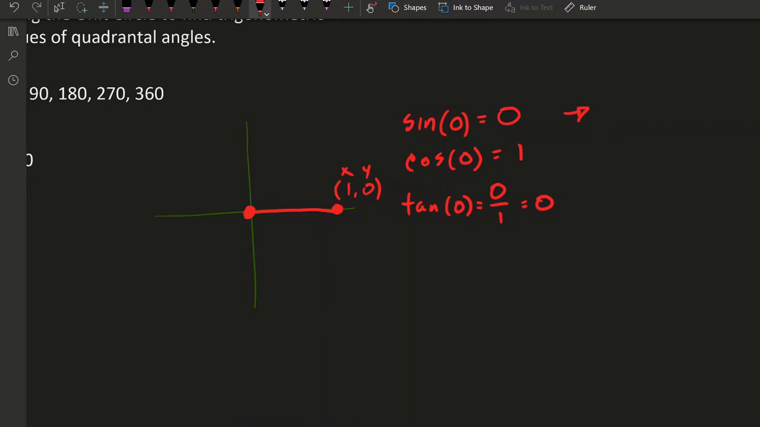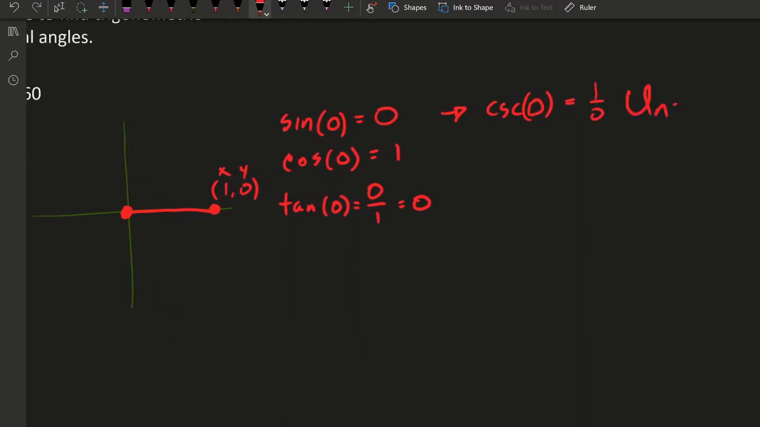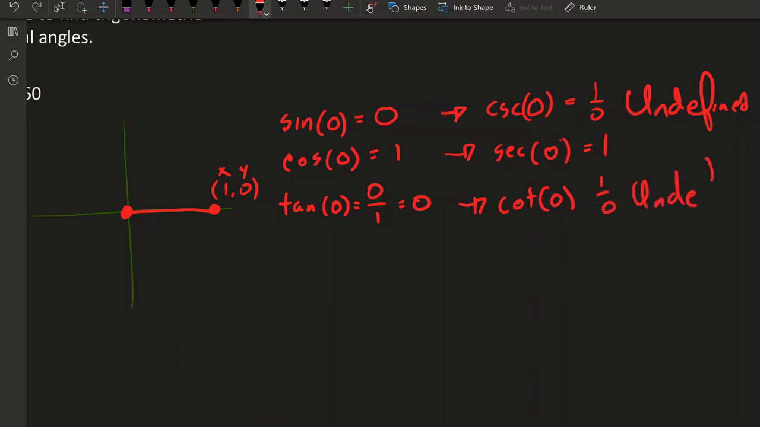We can take this further and say that the cosecant of 0 would be, now this would be 0 over 1, so that would be 1 over 0, and hopefully you remember this is undefined. Can't divide by 0. The cosine would be 1 over 1, so if we flip it over, the secant would also be 1 over 1, so the secant of 0 is still 1. And then the cotangent of 0 would be 1 over 0, which again is undefined.